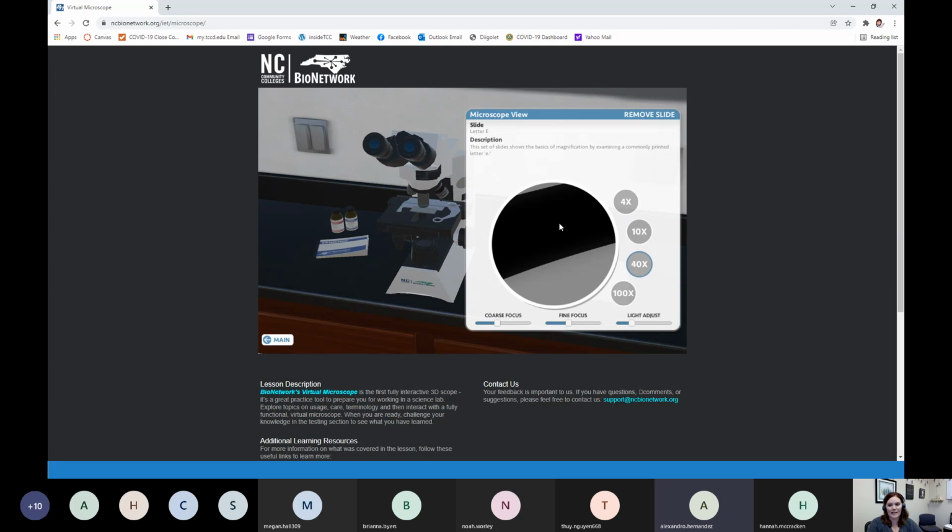Now I'm going to go all the way up to the high power objective, all the way up to blue, and see how I can only see this little section of the letter E here. I can't tell that it's a letter E anymore. At this point, you better not touch that coarse adjustment knob. You'll completely lose it. You won't be able to find it.